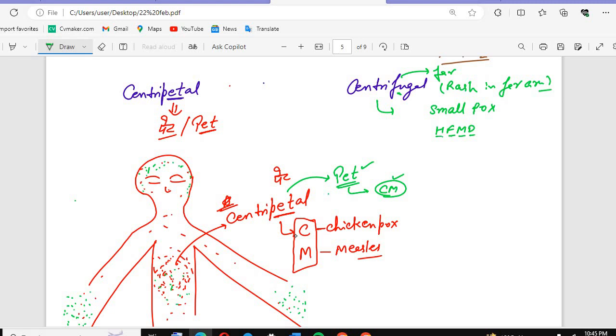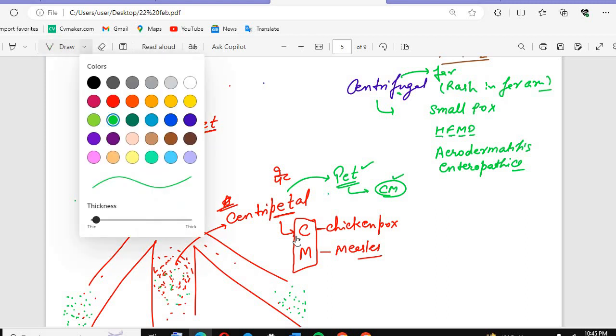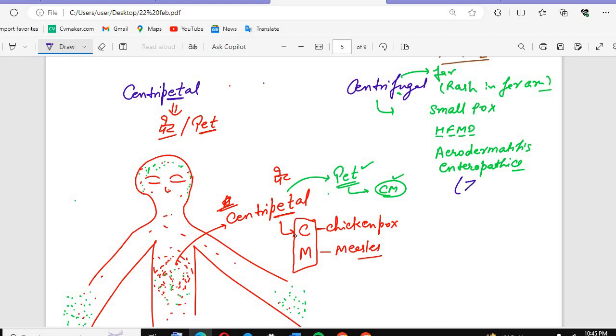Then one more condition is acrodermatitis enteropathica. This is an important question. See, in acrodermatitis enteropathica, remember one thing: what mineral deficiency do we have? That is the zinc deficiency. So you need to remember two things from here: there is a centrifugal distribution as well as a zinc deficiency seen in acrodermatitis enteropathica.